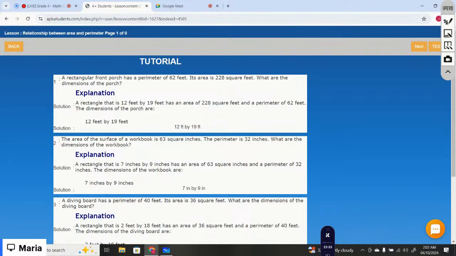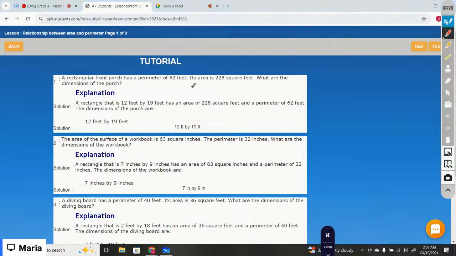So you are given the perimeter that is 62, and the area that is 228. What is the perimeter? Perimeter is the sum of all the sides. And that is a rectangle, so area is length times width. For example, this is the rectangle. This is length, this is width. This is L, and this is width. Opposite sides are equal in length, and the widths are equal in length.